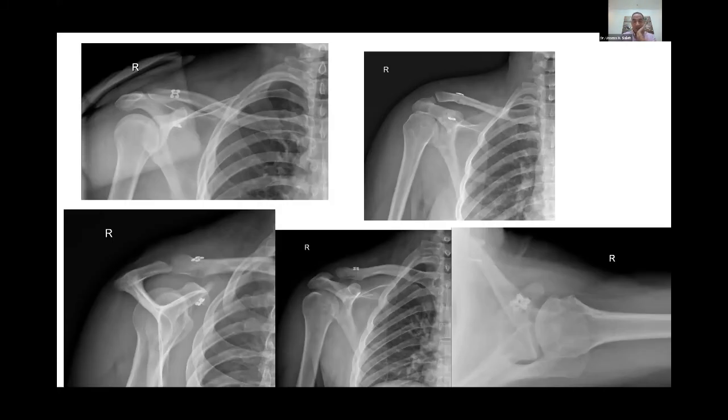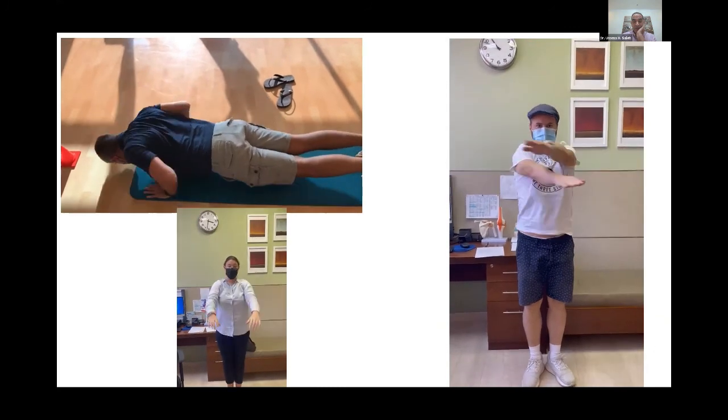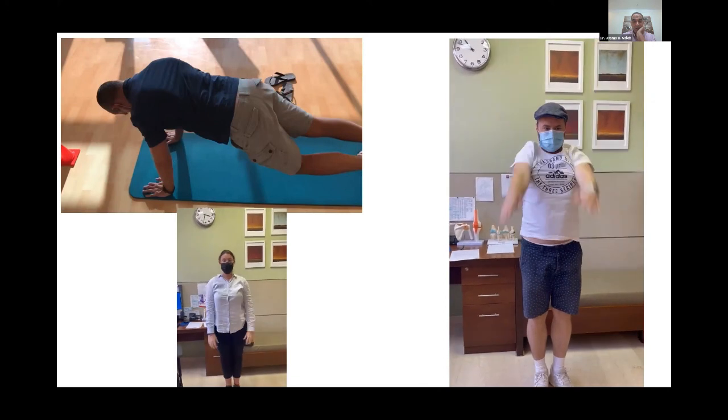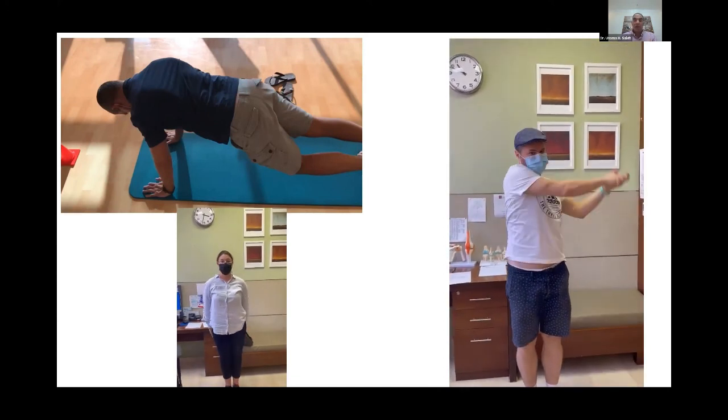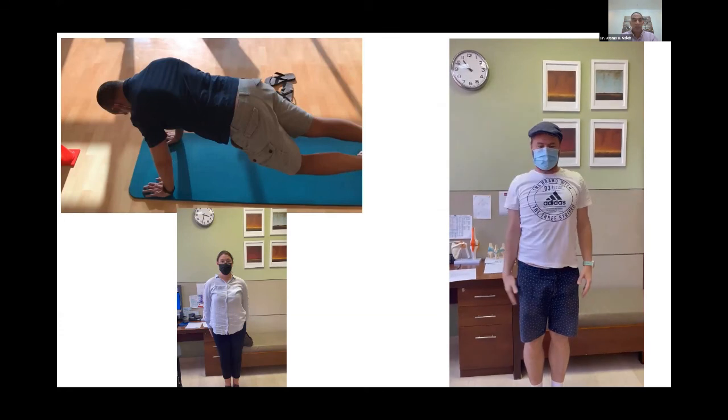That's some x-rays, and that's some of my patients post-operatively. They do very well if you do them in a correct way and in a good indication.